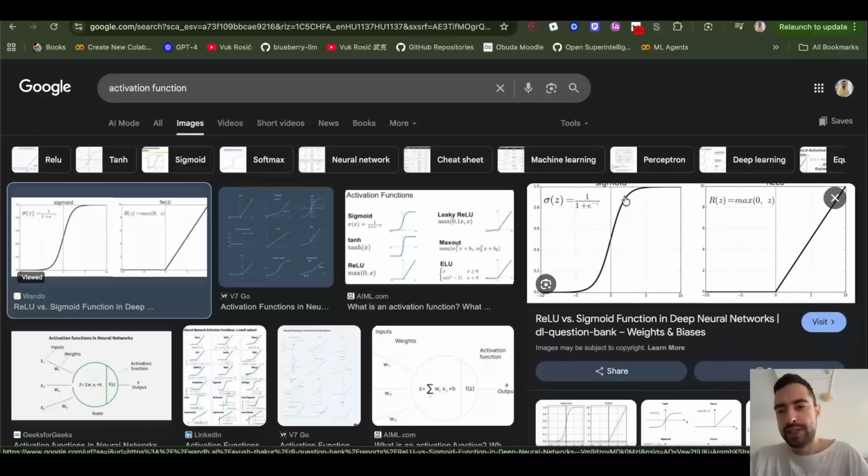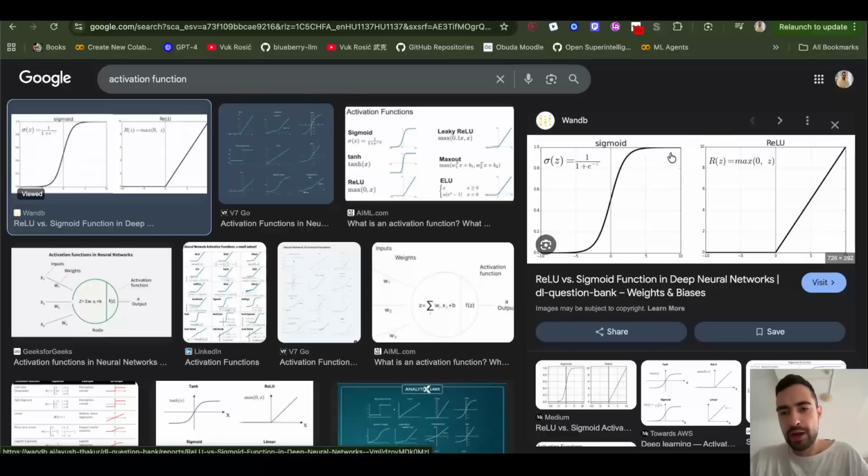Here we can take a look at some activation functions. So I already explained sigmoid. It puts any value on x between 0 and 1. Output is always between 0 and 1.